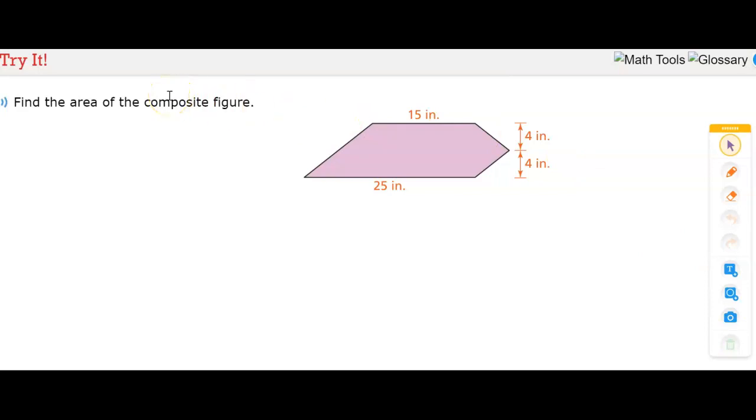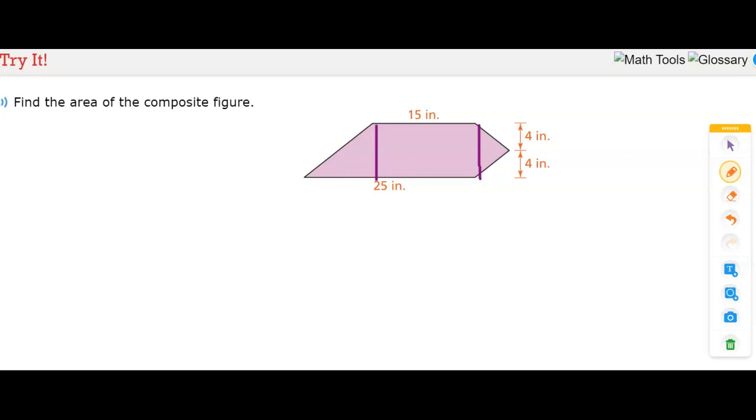Now we're going to find the area of this composite figure. So let's break apart, or decompose, is the word we need to use, the shape. So I have decomposed the figure, and if you were to do this, you may have decomposed it a different way. But I chose to make one rectangle, two triangles.